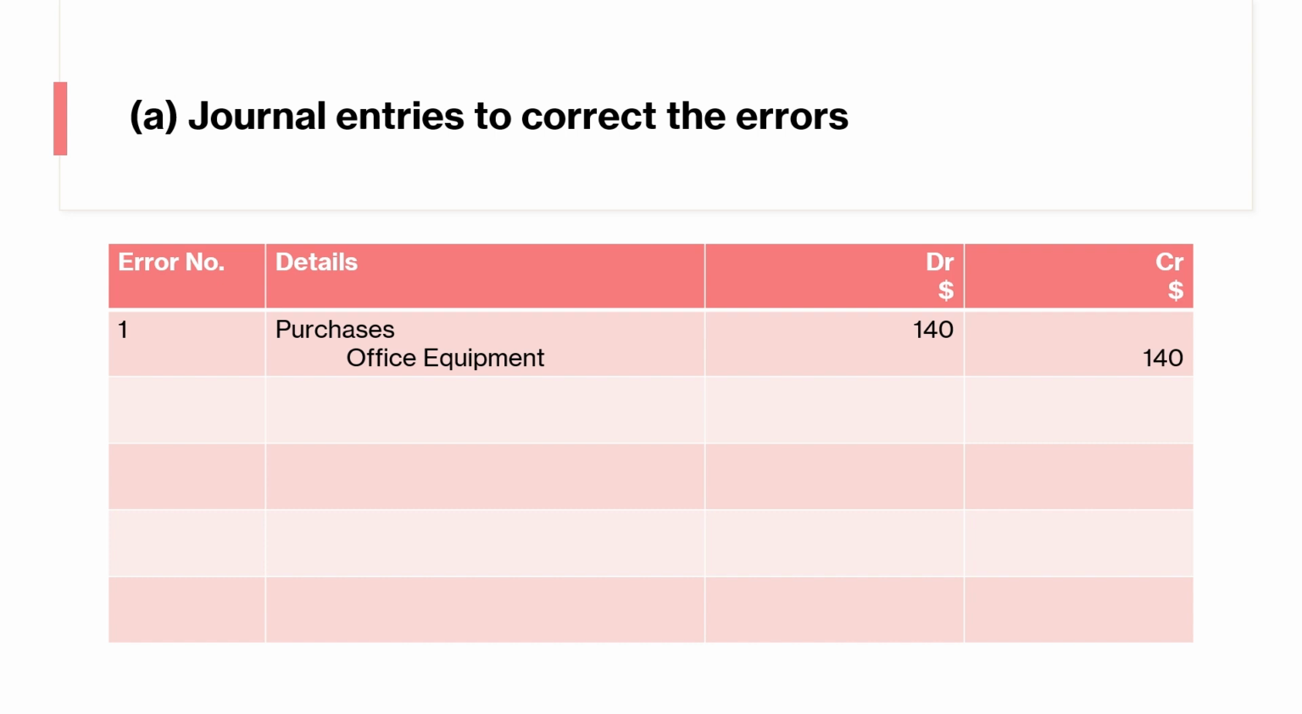This is an error of principle because you have used the correct amount and the entries are passed to the correct side, but to the wrong class of accounts. What do I mean by class of accounts? See, purchases is an expense account and office equipment is an asset account. So correct amount, correct side, but wrong class of accounts.